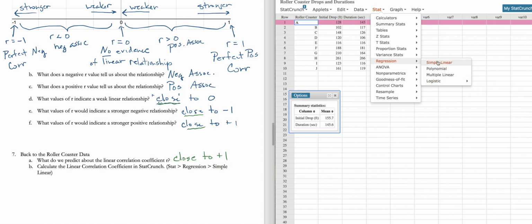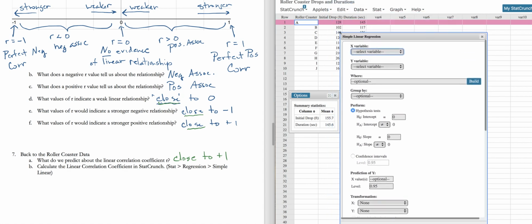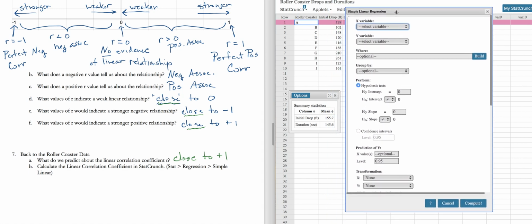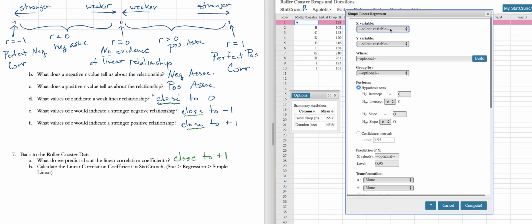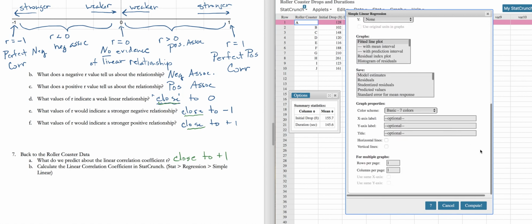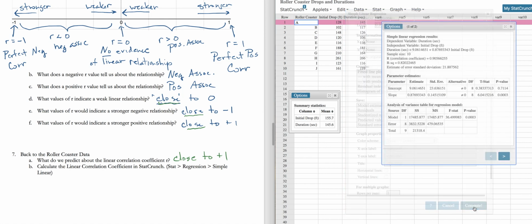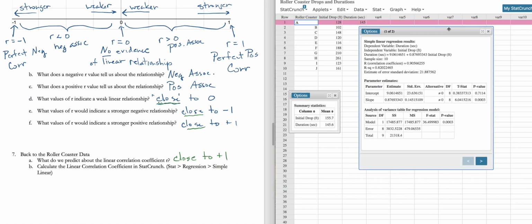We're picking Simple Linear, and then this pop-up box, of course, looks very similar to others we've dealt with at this point. Our x variable is initial drop. Our y variable is duration. We're really not going to worry about anything else that's on this screen. Notice that in Graphs, it's already highlighted to give us the fitted line plot. So we'll take a look at that in what comes up next. Click Compute. And here we go.